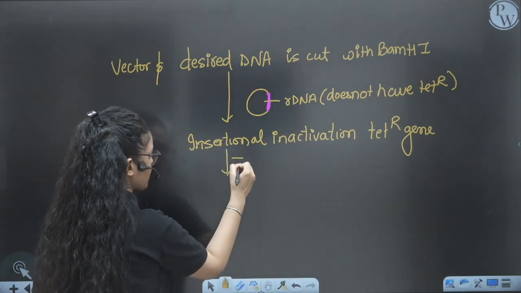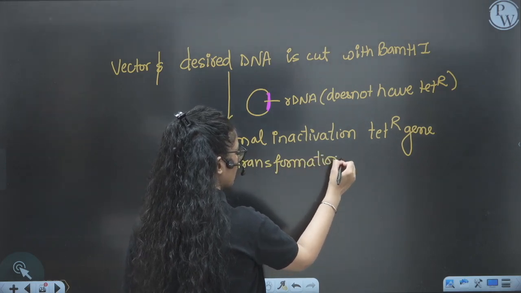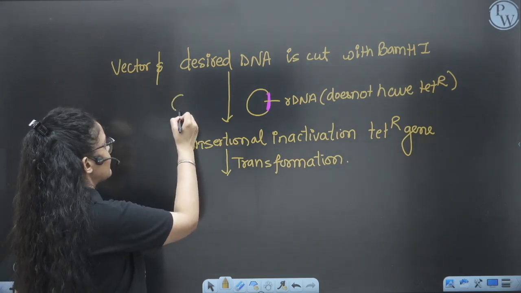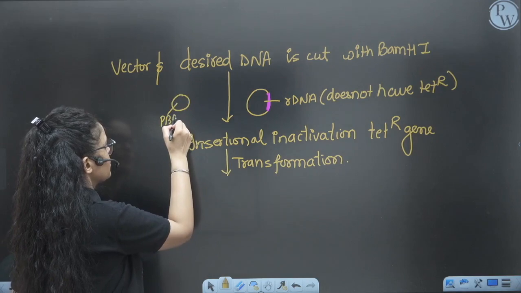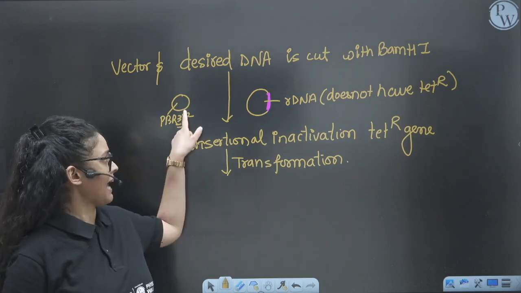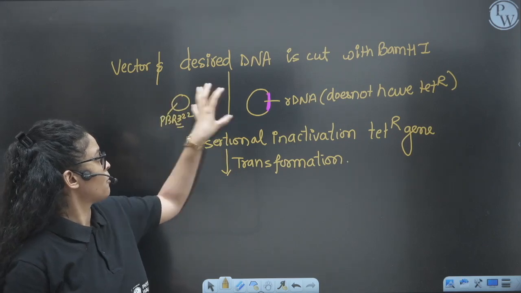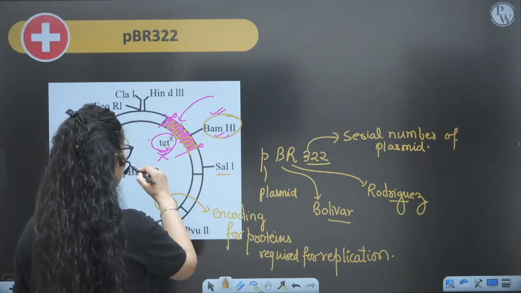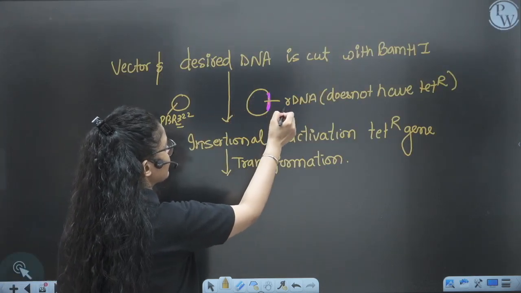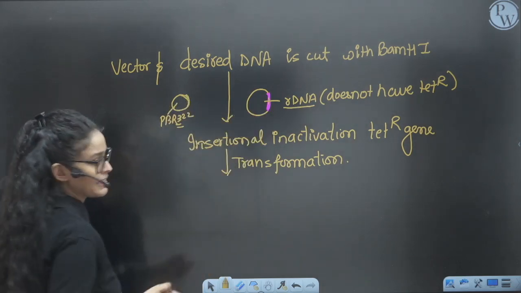So what we will do is transformation. When we are cutting with BamHI, we will get three conditions. Some plasmids will not be cut by BamHI, so they will remain as they are, meaning no insertional inactivation happened in them. So we will get two types of plasmid in this process. Some will remain as they are, and some plasmids that have got our gene of interest will become recombinant. Some will be non-recombinant, which don't have our gene of interest, and some will be recombinant, right?